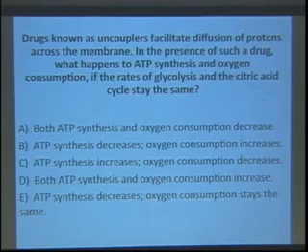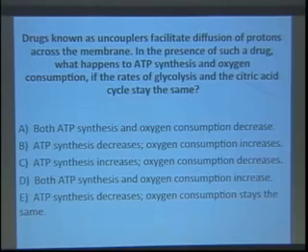So let's see, the highest number, about 30% of you, said that the answer was D, which is both ATP synthesis and oxygen consumption increase. Now let's start by thinking about what this is saying. These are talking about drugs that actually facilitate diffusion of protons across the membrane. So that basically means that they just allow protons to go back and forth across the membrane.